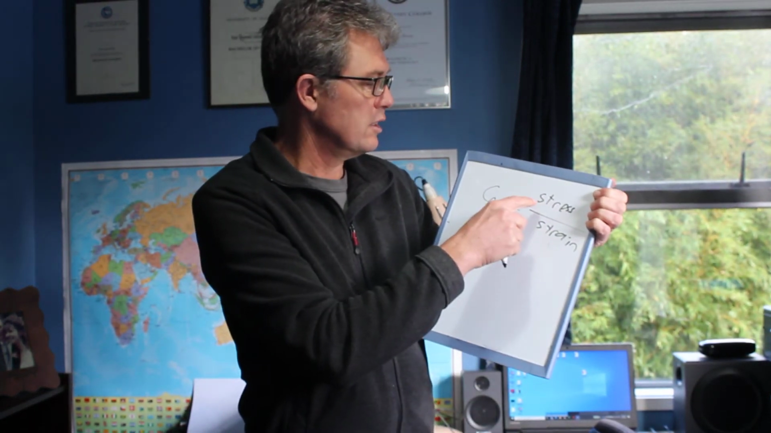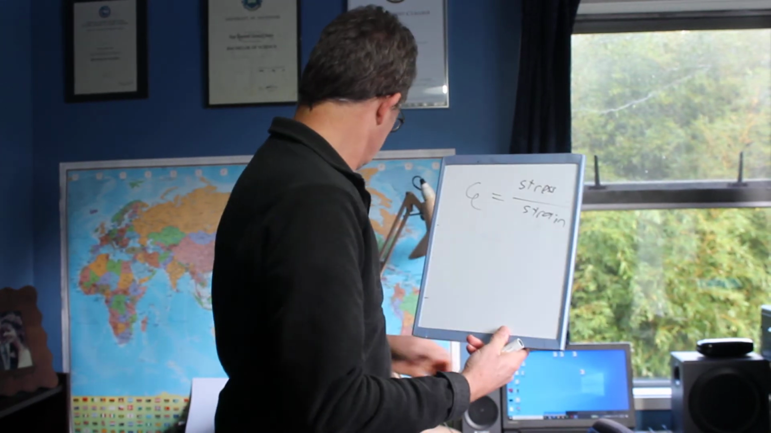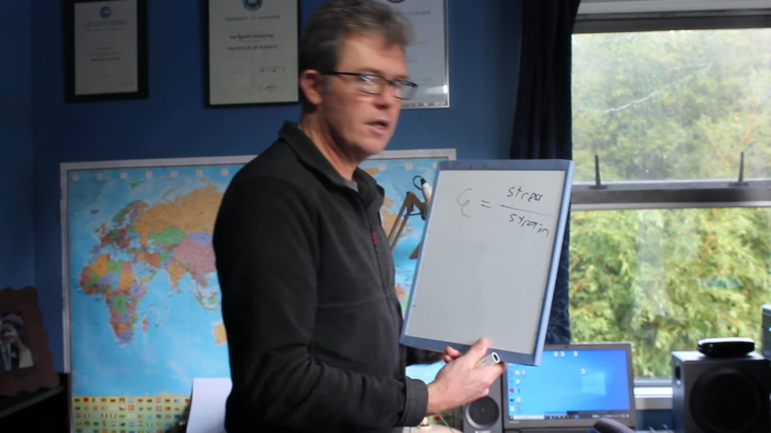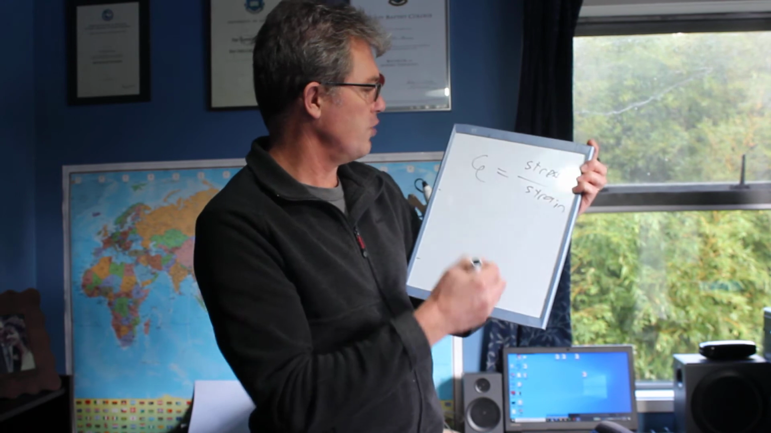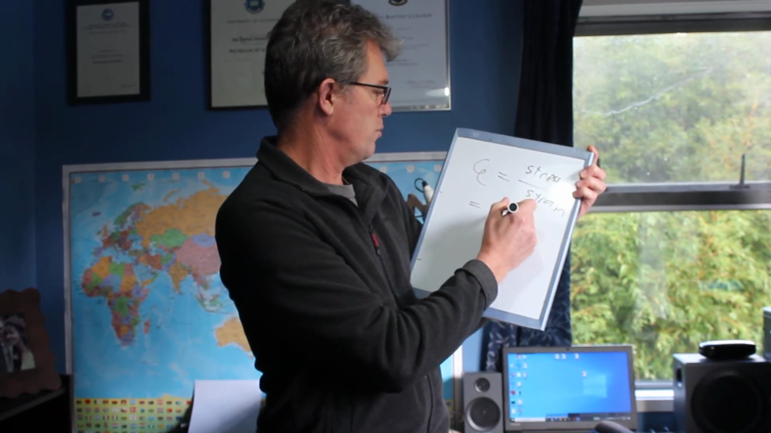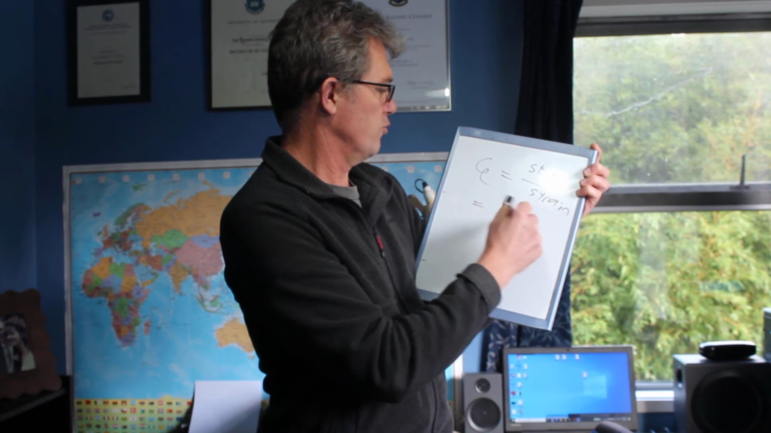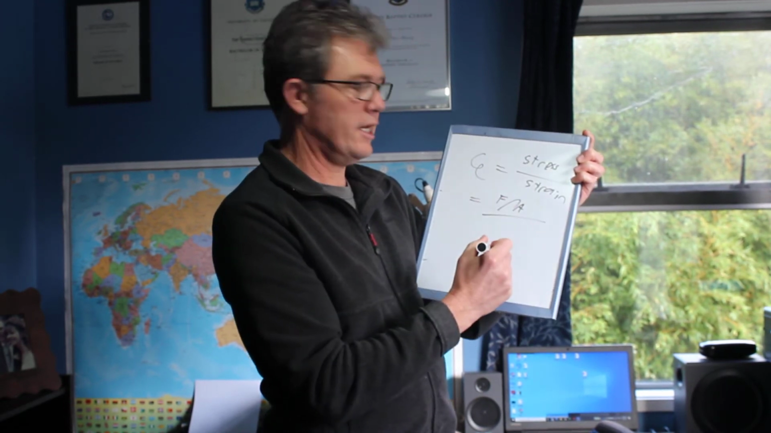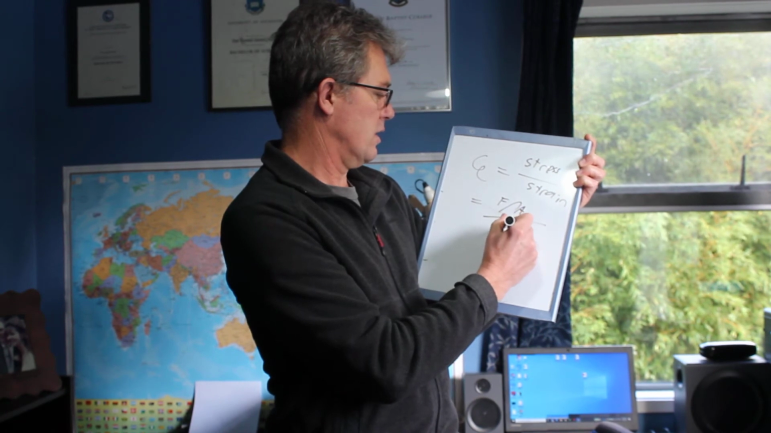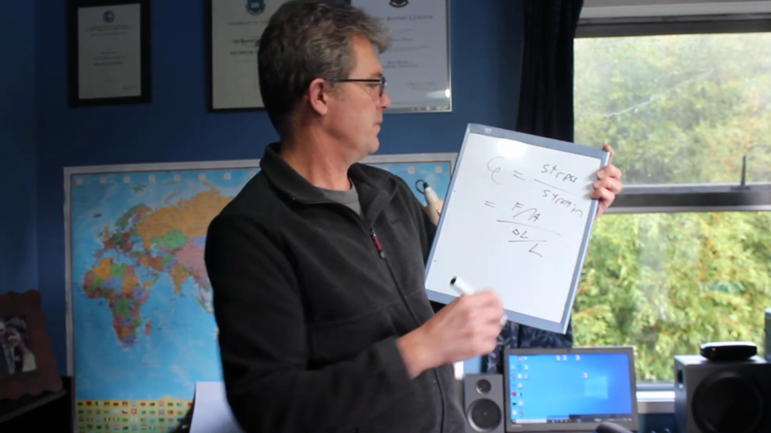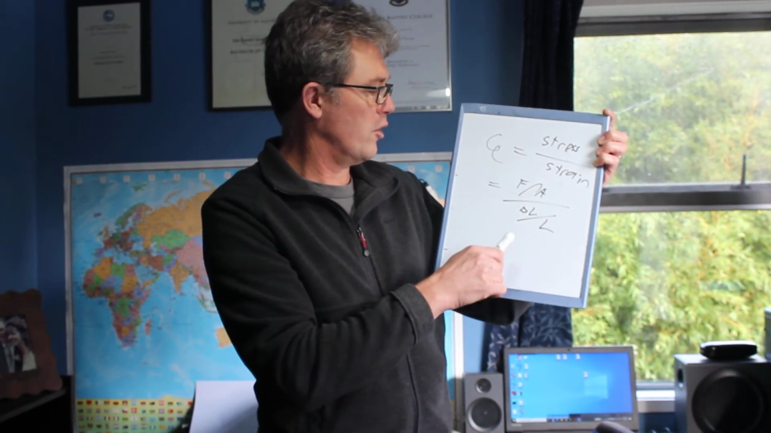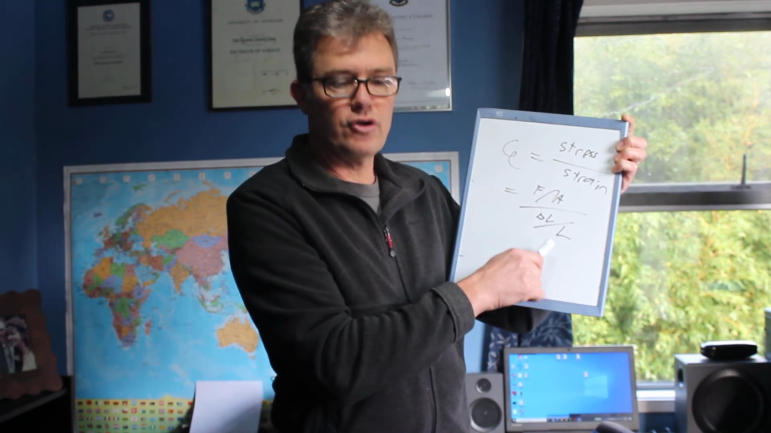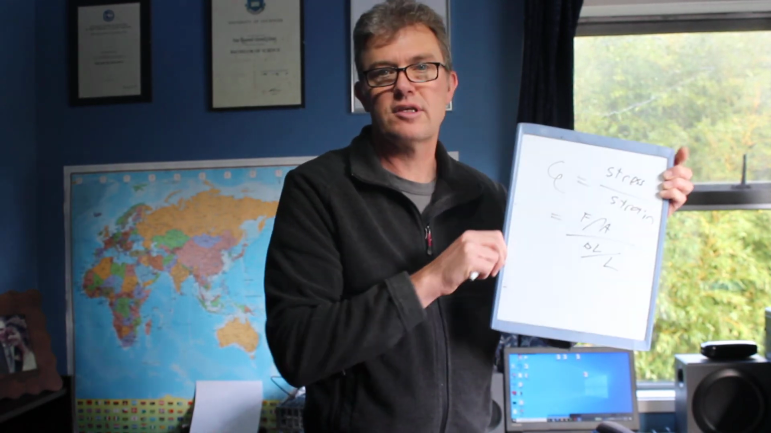So the stress is force per unit area. Stress divided by strain. So stress is force per unit area. Strain is delta L over L. So Young modulus is stress divided by strain, which is force per unit area divided by extension per unit length. So that is the Young modulus. That's new for us.